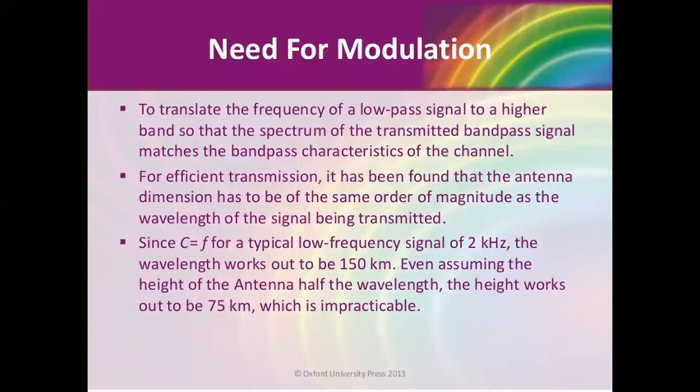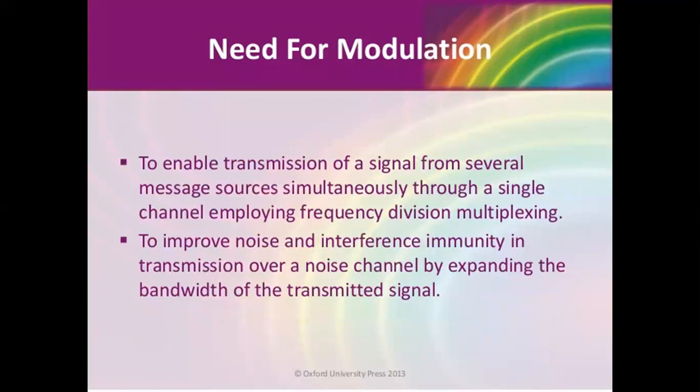The third point is the low frequency and high frequency concept, where the height of the antenna is calculated as in the second point. The fourth one is multiplexing of signals: you need modulation for multiplexing, which means several signals are propagated through a single channel. The last one is to improve the signal to noise and interference immunity, which is also a need for modulation.